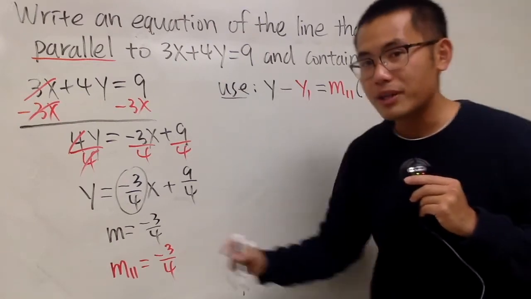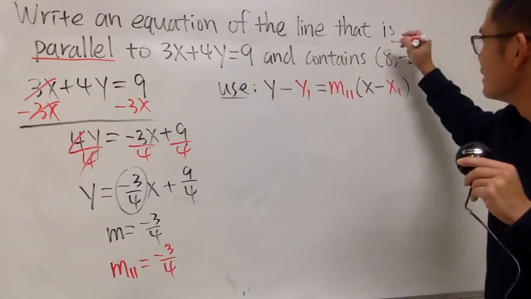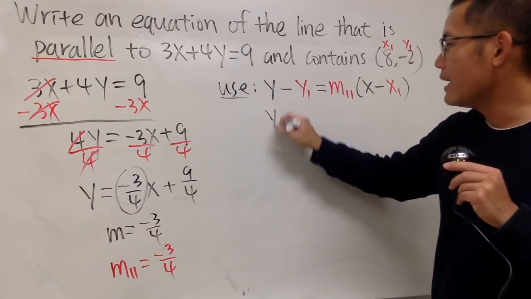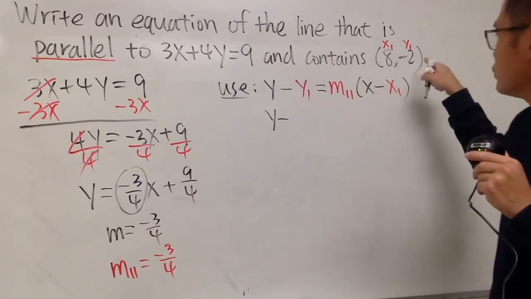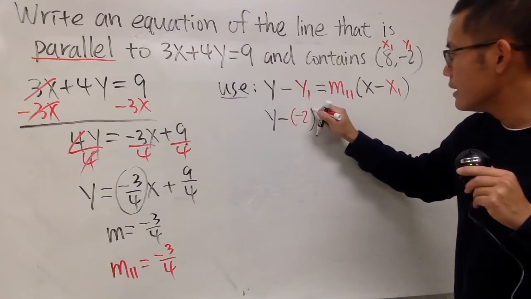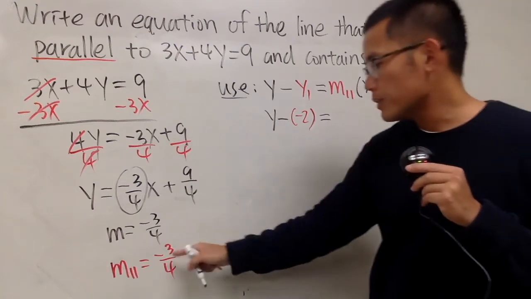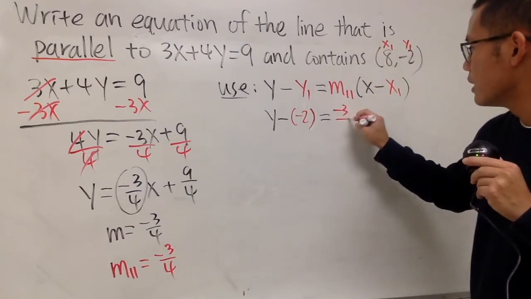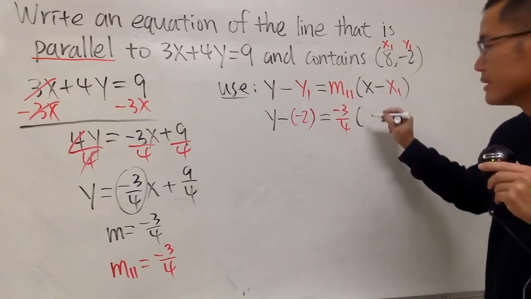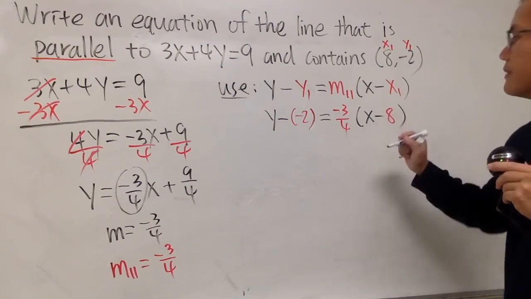We have the parallel slope right here already, but what's the x1, y1? This point that was given. So go ahead, plug in x1, y1, right? So we have y minus y1, which is negative 2. And then this is equal to the parallel slope, which is negative 3 over 4. And we multiply by x minus x1, which is just 8, like this, right?